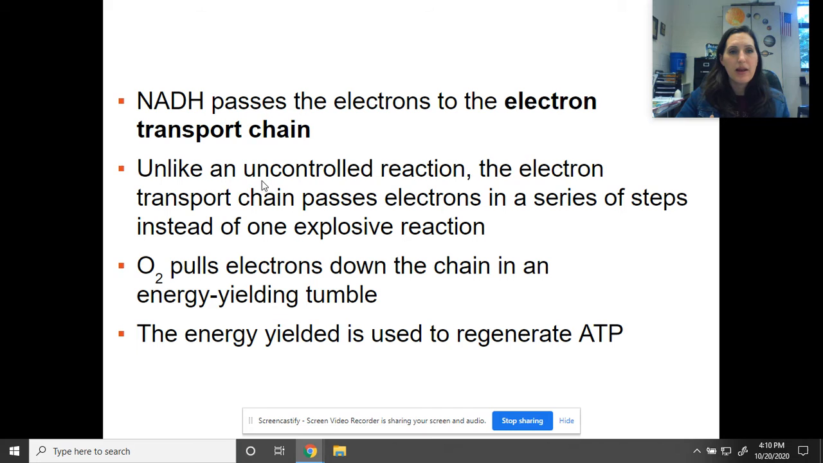Unlike an uncontrolled reaction, the electron transport chain passes electrons in a series of steps. So I'm going to show you. It goes from one to the next, to the next, to the next. So this is all the electrons moving through.